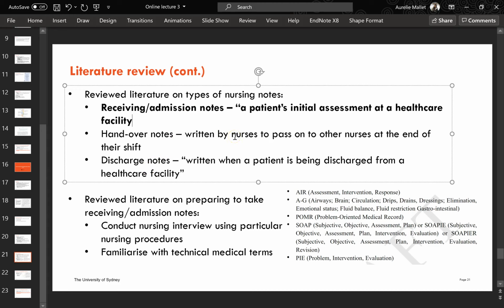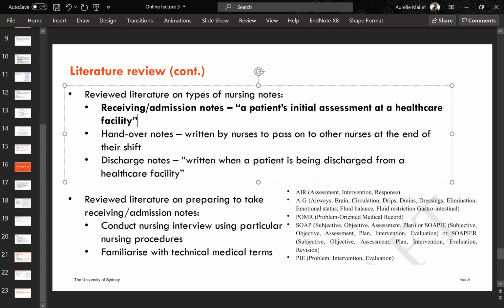So what are these receiving admission notes that the workbook is about? It's a patient's initial assessment at a healthcare facility. So essentially, you are a patient, you walk into a hospital, a nurse comes up to you and then they have their initial assessment of you, and they will write down a number of things like why you're here, if you're presenting with any symptoms, your background, your history, blah blah blah.